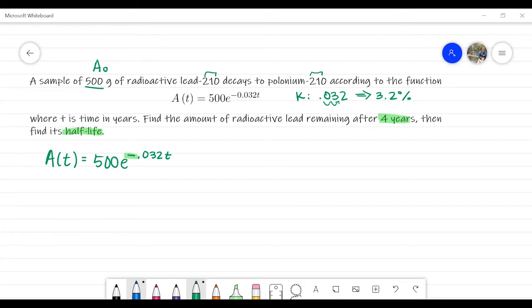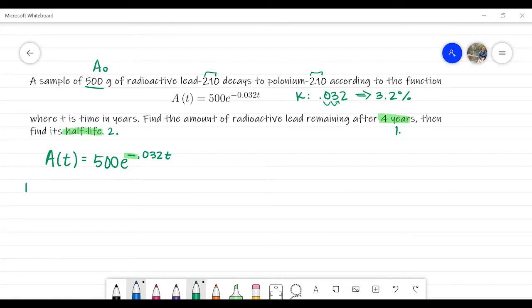So I do want to look at the two pieces of our question here. One, can we find the amount of radioactive lead that's still there after 4 years? And then two, can we find its half-life? Now, because we're decreasing, we should find that the sample shrinks. It should be smaller than 500. If it's growth, it should be larger than 500.